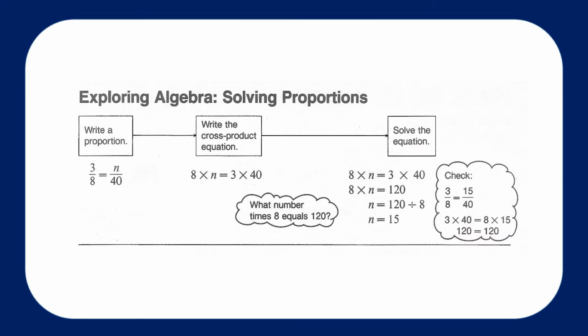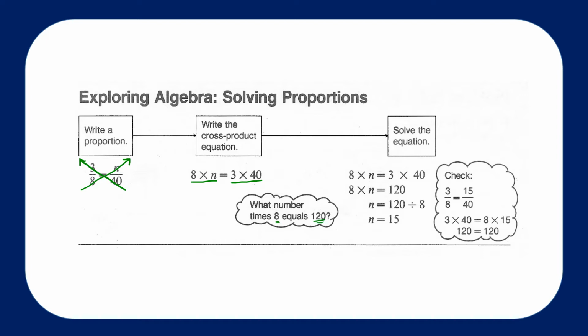Exploring algebra, solving proportions. Write a proportion. 3/8 equals a number divided by 40. Write the cross product of the equation. Now the cross product would be 8 times n and 40 times 3. What number times 8 equals 120?